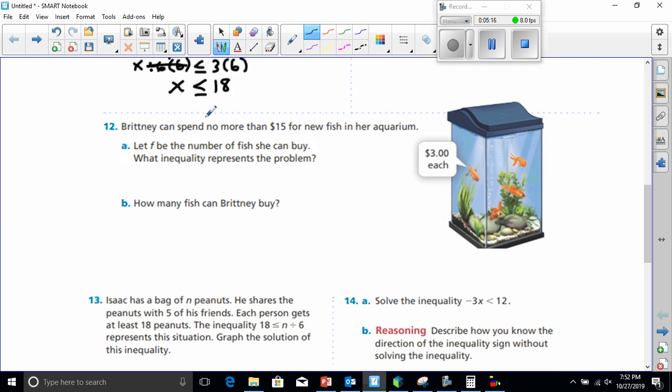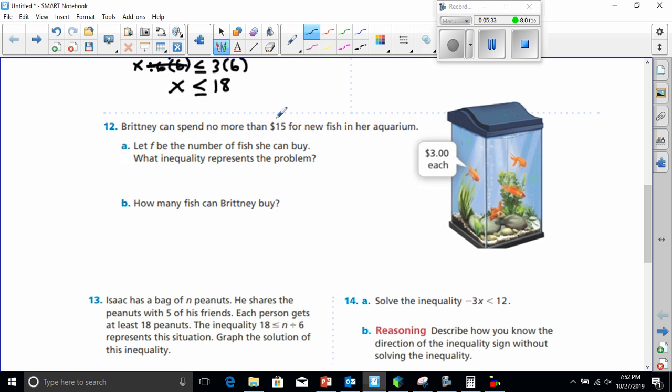It says Brittany can spend no more than $15 for new fish in her aquarium. Let F be the number of fish she can buy. What inequality represents this problem?